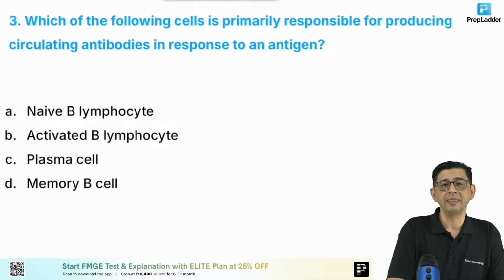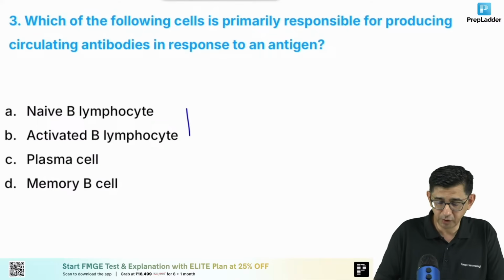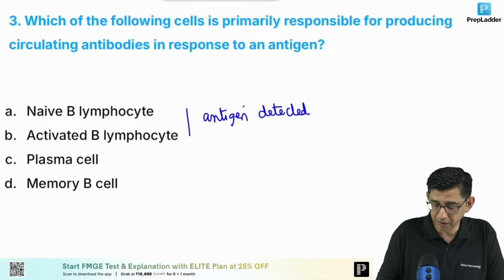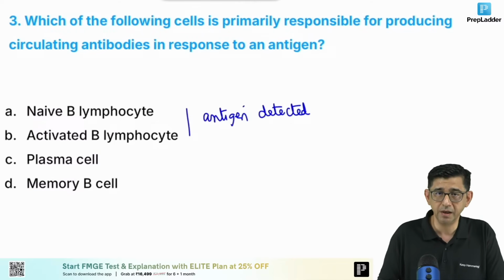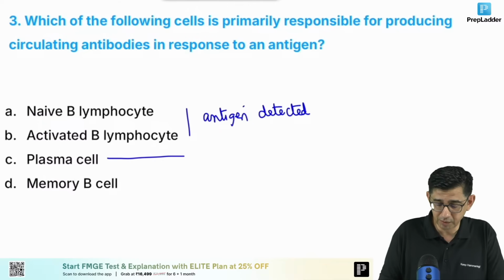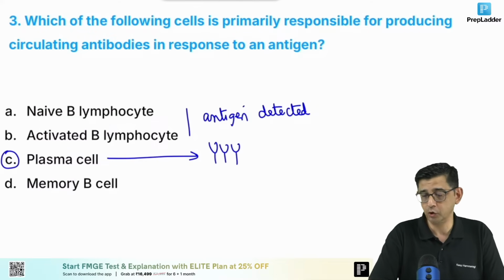Okay, great. Guys, B lymphocytes are responsible for antigen detection. They are not responsible for antibody production. Antibodies are produced by plasma cells. You first have a naive B cell, then you have an activated B cell, then you have plasma cell, and this plasma cell is the one which is responsible for that humoral immunity. So the correct answer for this particular question is option number C.